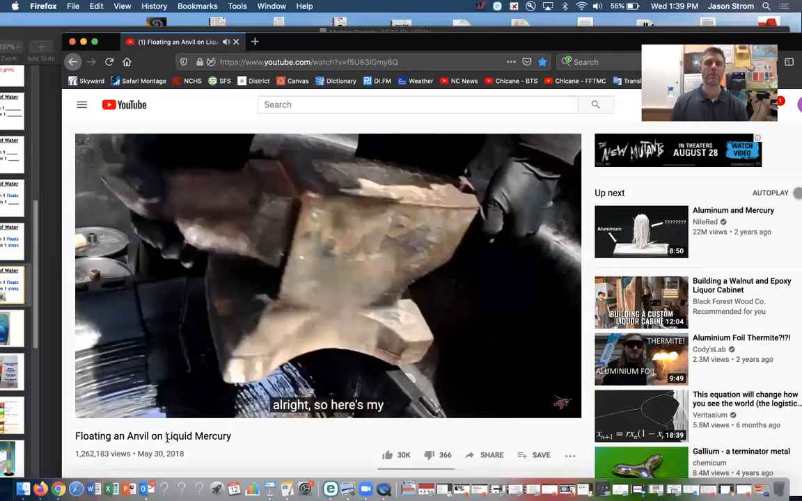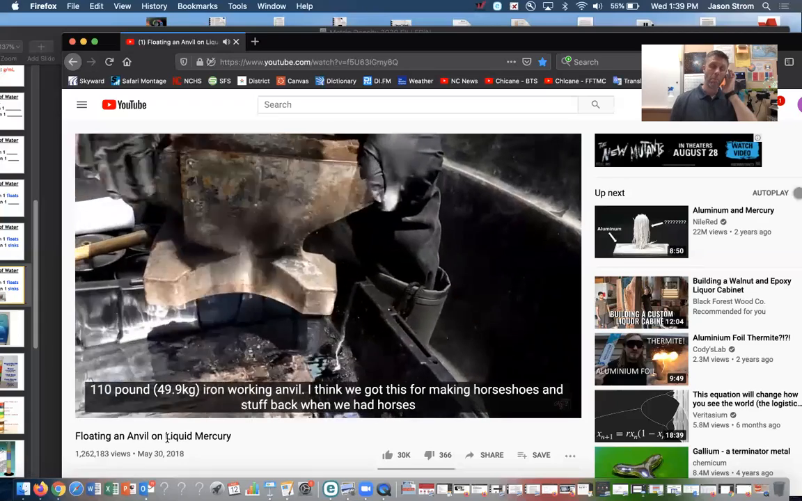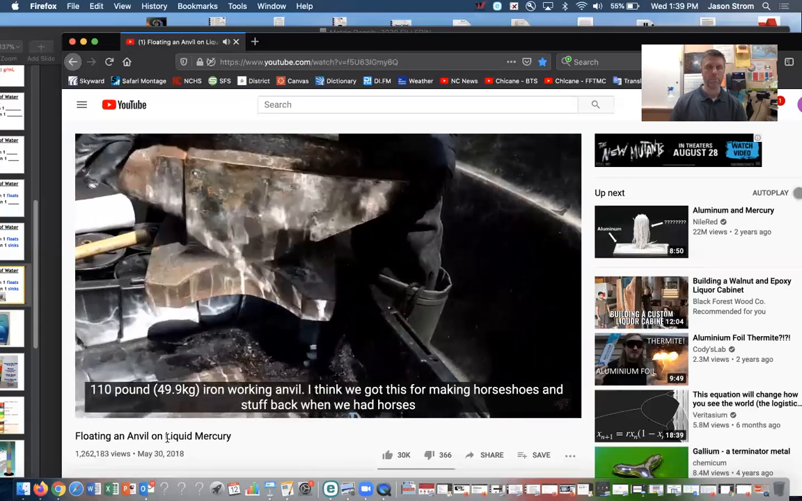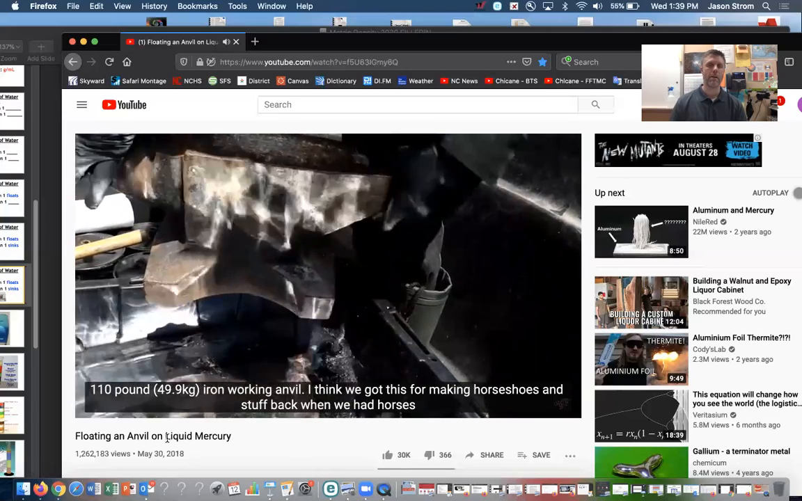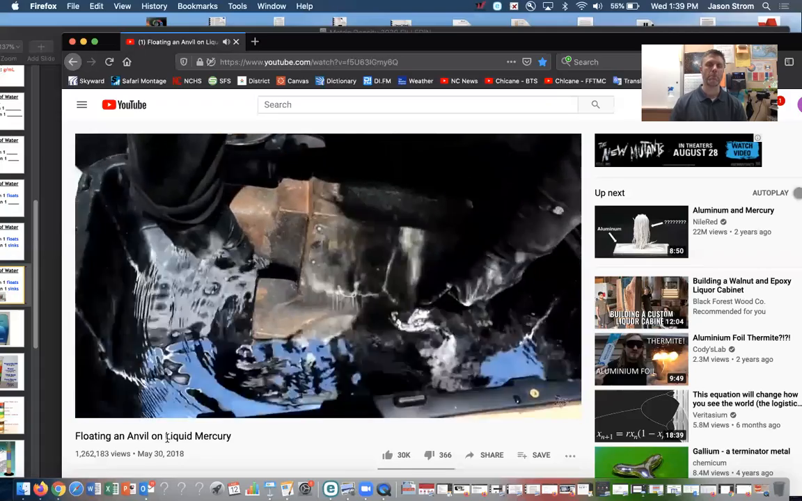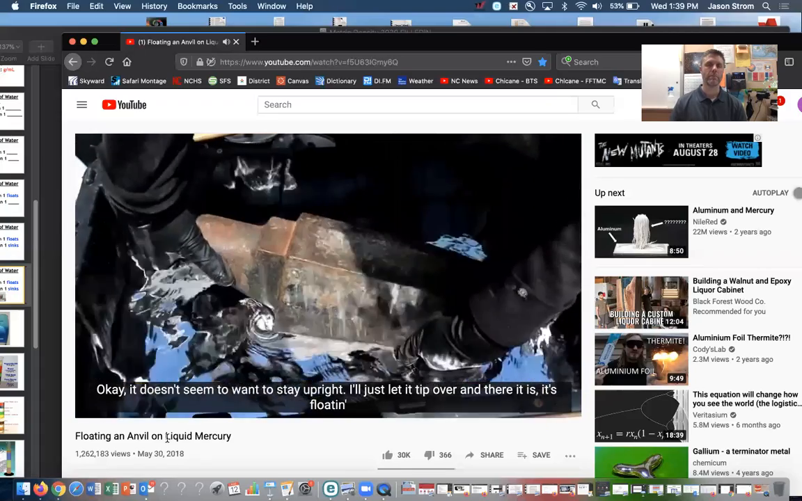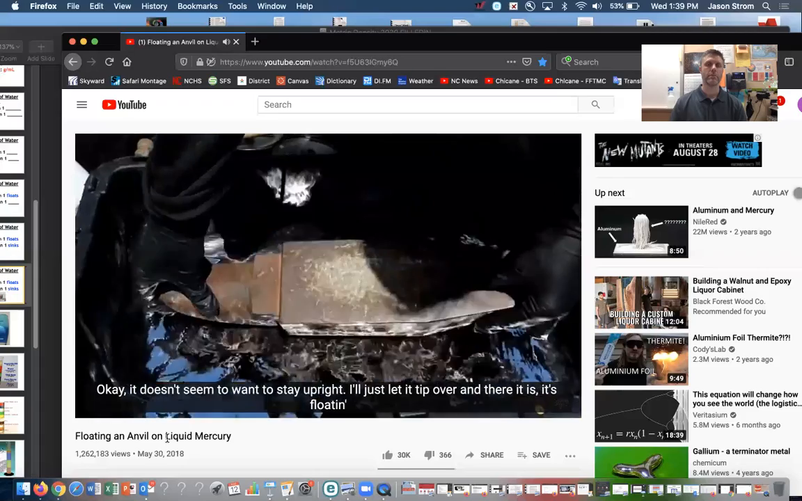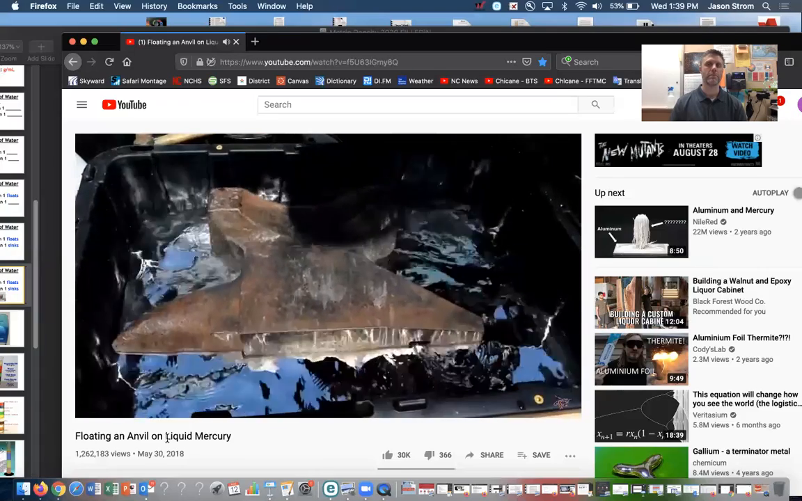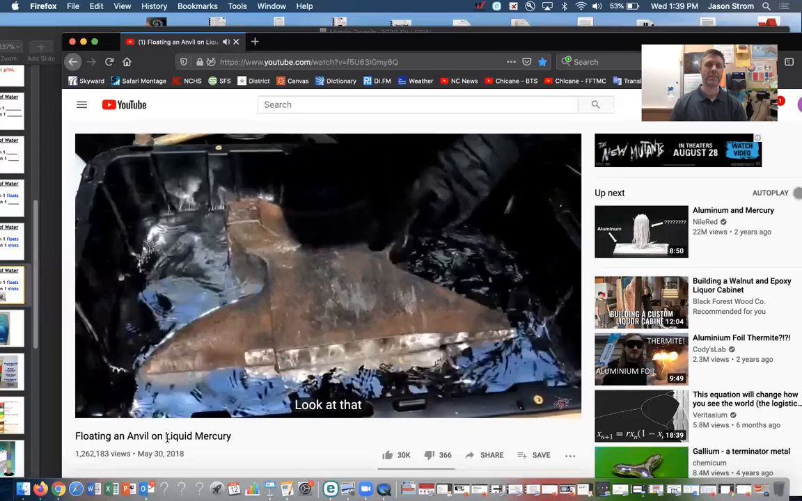All right, so here's my 110-pound ironworking anvil. I think we got this for making horseshoes and stuff back when we had horses. So let's set it in here and see if it floats. Okay, it doesn't seem to want to stay upright. I'll just let it tip over. There it is. It's floating. Look at that. Pretty crazy.